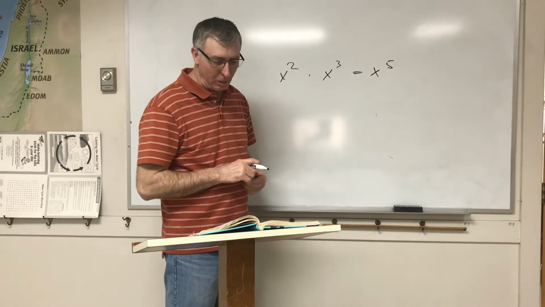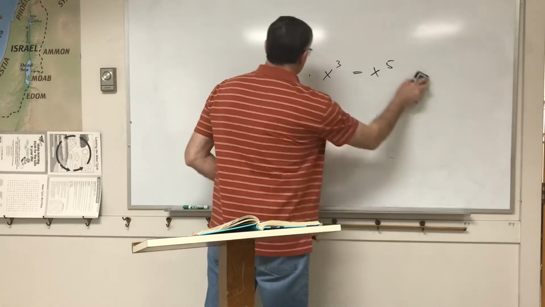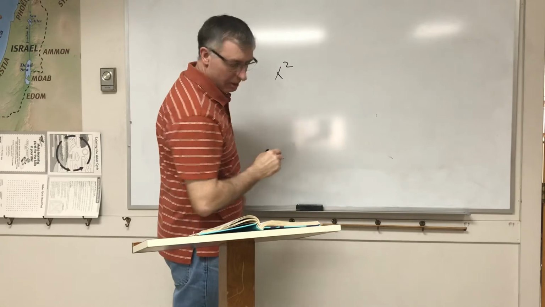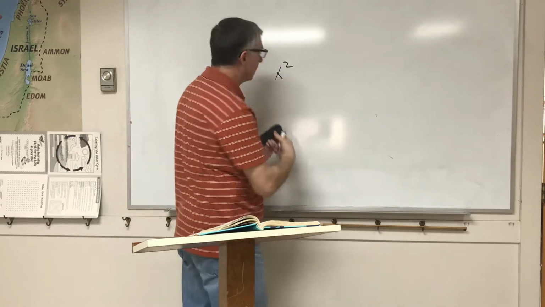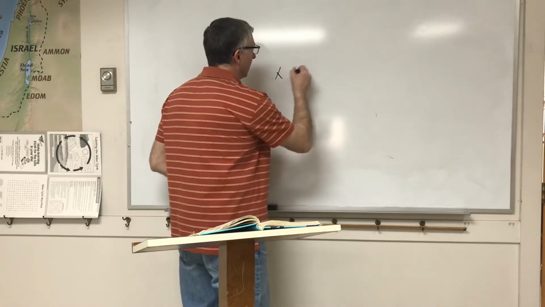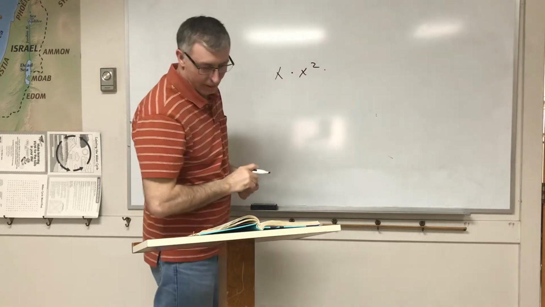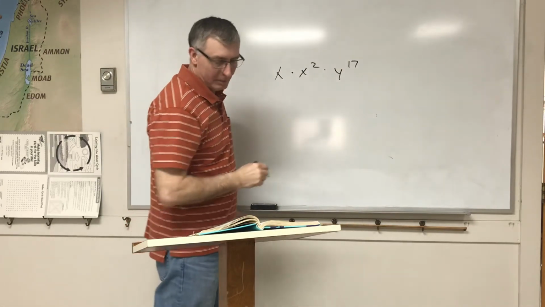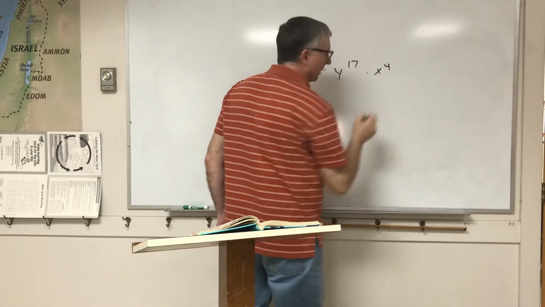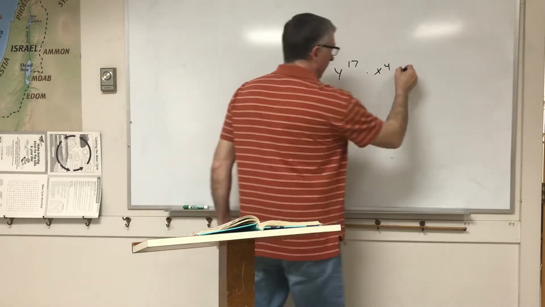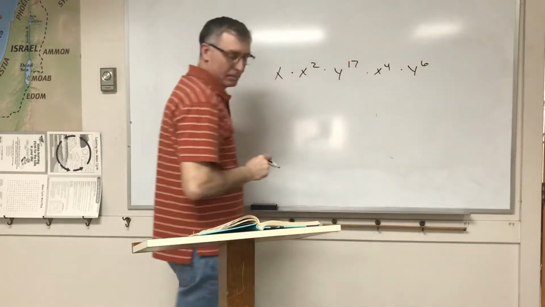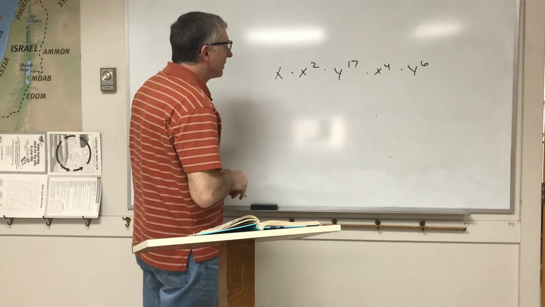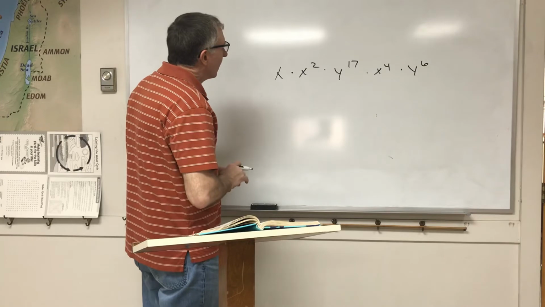So let's look at 90B1. I'm just going to write this out. So I have x, I'm sorry, x times x squared times y to the 17th times x to the 4th times y to the 6th. Okay, so let's see what we can come up with here.